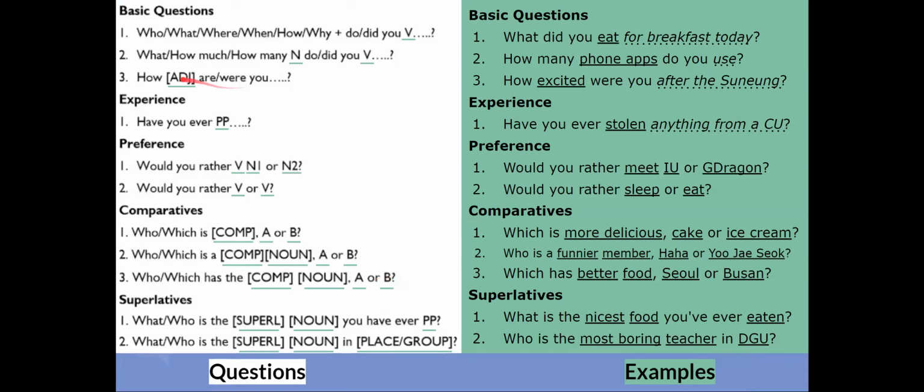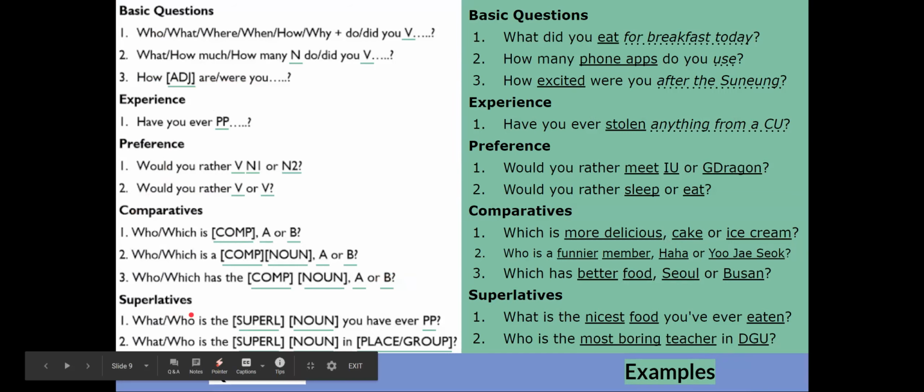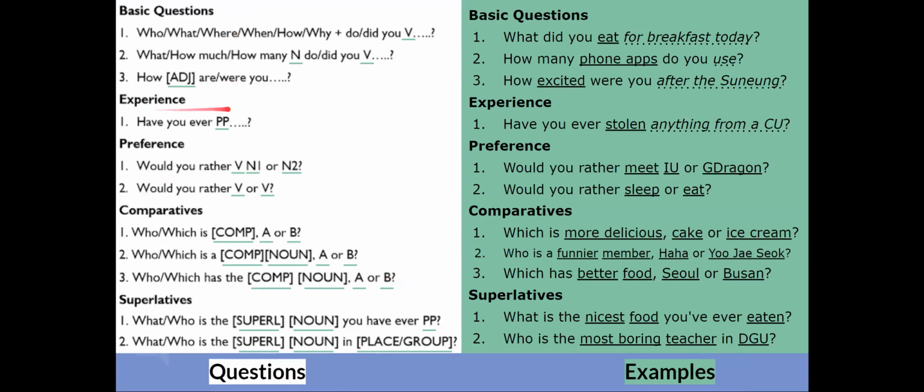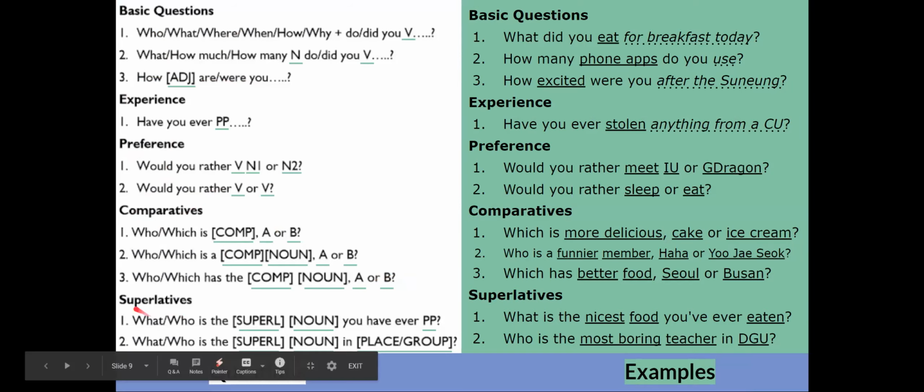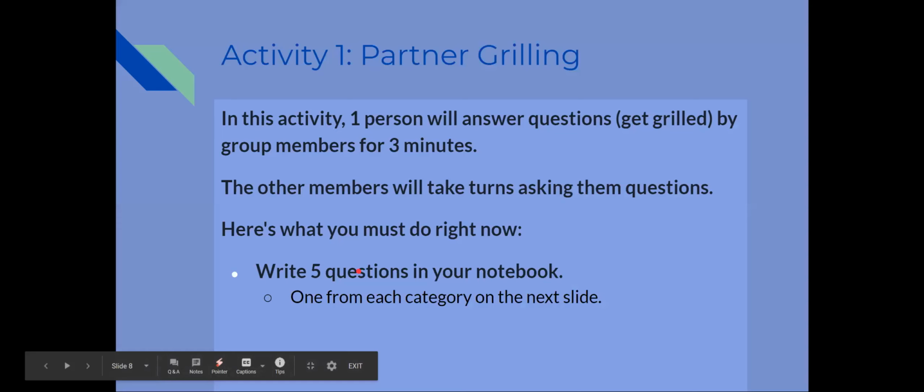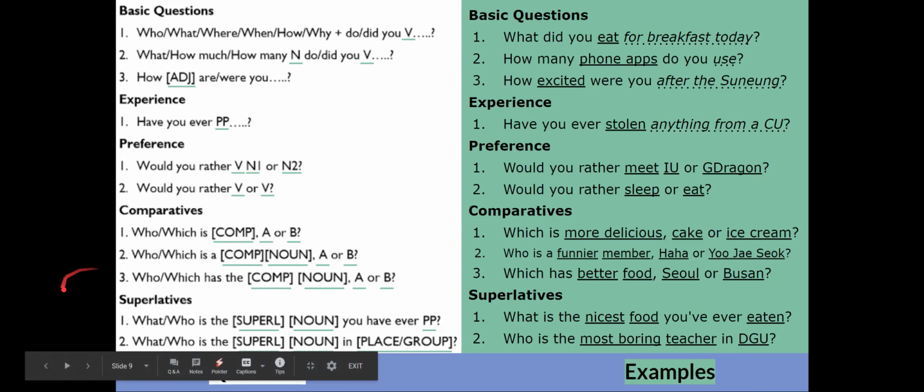So let me first explain how this works. Here on the left, this white box has all of the question forms: basic questions, experience questions, preference questions, comparatives, and superlatives. That's basic 1, experience 2, preference 3, comparatives 4, and superlatives 5. And I said 5 questions, right? So you want 1 question type from each category.